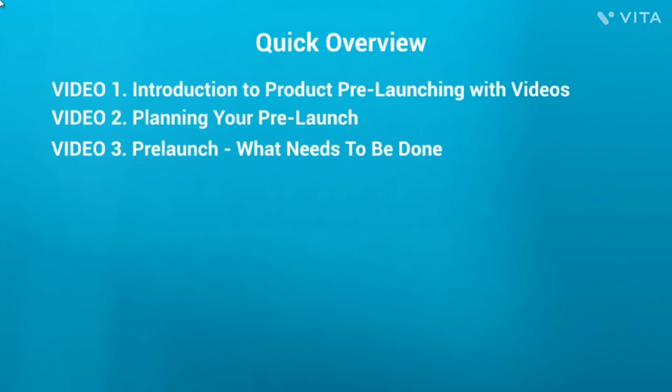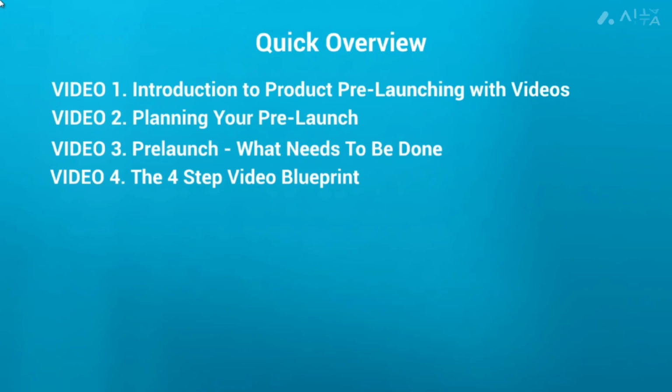We're going to map things out so that you understand visually how things work beyond just the 4 videos. What do you do? How do you get people to opt in? Where do you point them and all that? We're going to map everything out so you have a better idea on the general bird's eye view. Video number 4 is the 4-step video blueprint. We'll give you a quick overview of the 4 videos themselves.